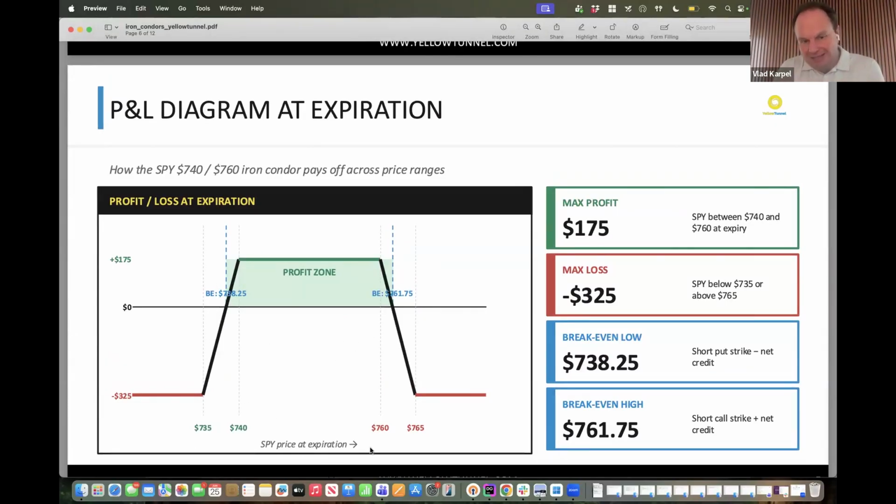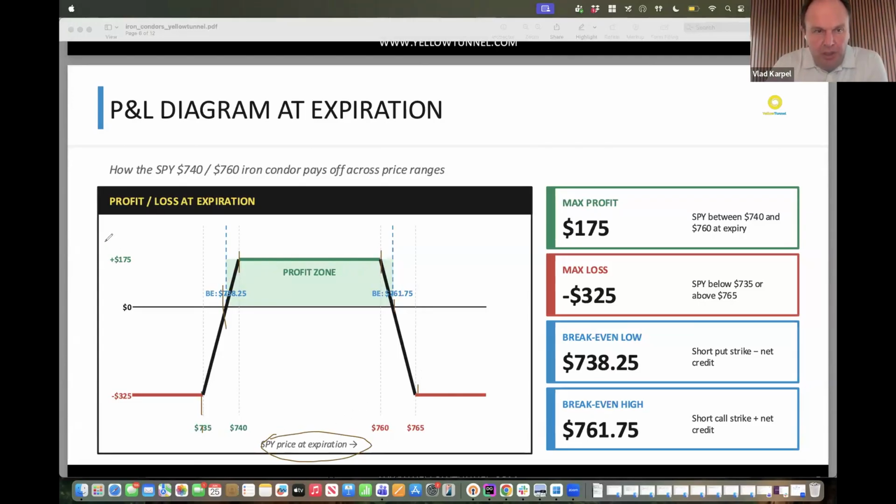And your x-axis is the Spider's price, right? 730. What happens at the 735 level? What happens at 740, 760? Let me see if I can draw it. Right, so 735 is an important level, 740 level, breakeven level. These are important data points. And we're looking at the Spiders x-axis at different levels at expiration, and your y-axis is the profit, right?